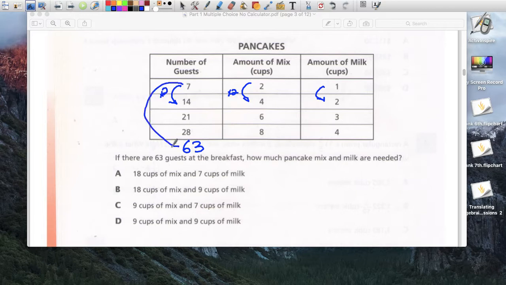So from 7 to 63 would be times 9. So the pancake mix would be 2 times 9, which is 18. And the milk is times 9 again. So if 63 guests showed up, I would need 18 cups of mix and 9 cups of milk. Do I have that? Yes, I do. Right here.